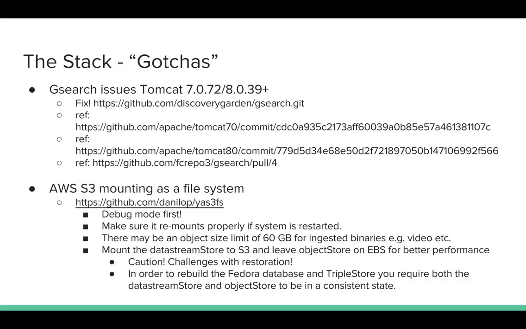I've never actually seen this myself. However, when I was talking to Brad Spry and Gavin, there was mention of some sort of object size limitation when using it, at 60 gigabytes for ingested binaries or videos. I haven't actually seen this myself, and I'm not sure where that limitation is coming from because S3 supports much larger objects than that. Something to keep an eye out for because others have mentioned it. I just haven't seen it myself.